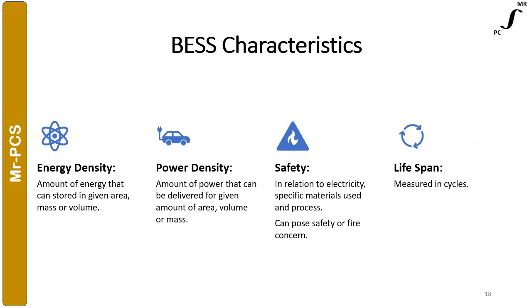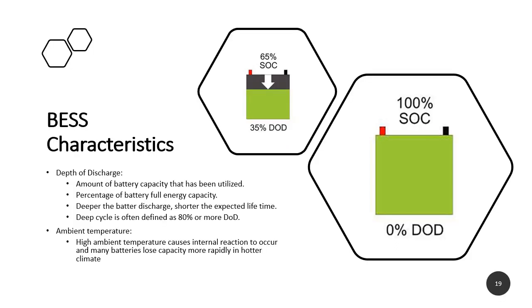Lifespan is measured in cycles. Depth of discharge refers to the amount of battery capacity that has been utilized. The deeper the battery discharge, shorter the expected life. Deep cycles are often 80% or more. Ambient temperature is an important consideration as battery loses its capacity in hotter climate.